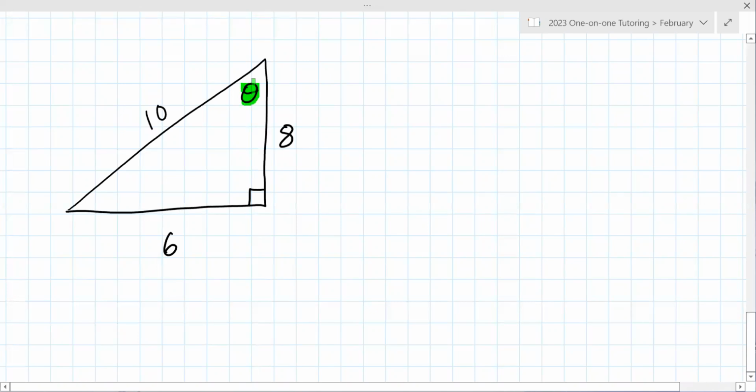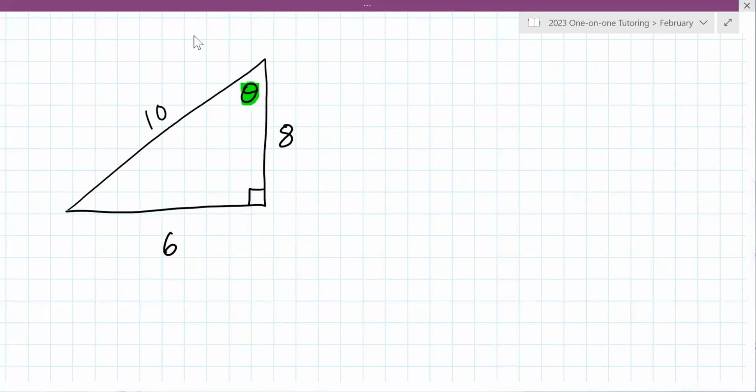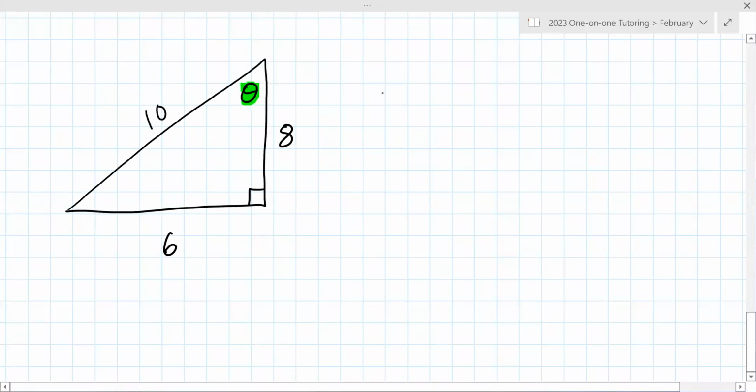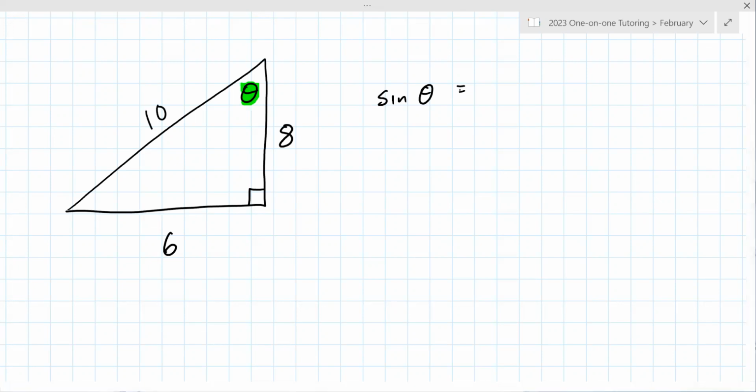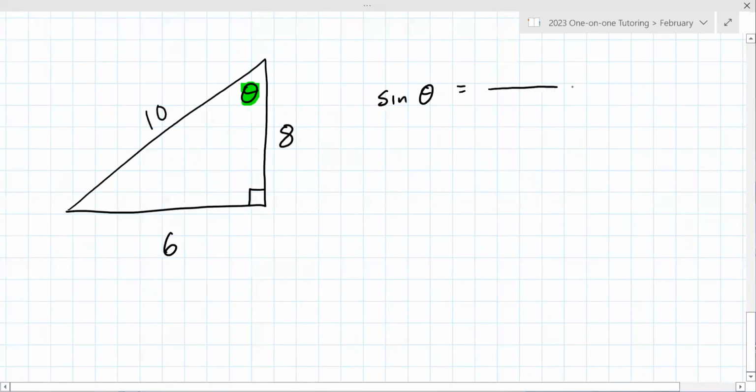Now this time, notice I put theta in a different position. See how it's in a different position this time? It's going to be a little bit different. So first tell me the sine of theta. It is going to be the adjacent. It is not the adjacent. Opposite, it's the opposite over the hypotenuse. It's the same. Wow.